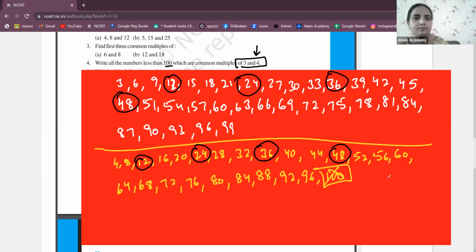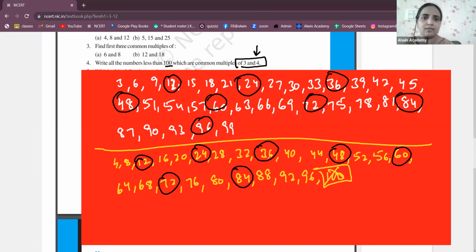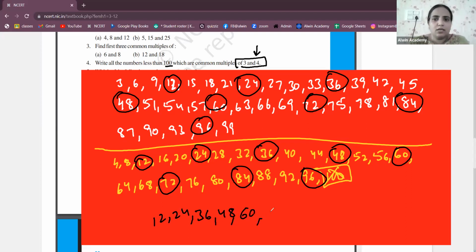Next one 60. Right, beta ji or not? है ना? Then 72. Then 84. Then 96. Right, beta ji or not? So these black circled ones are the common ones. 12, 24, 36, 48, 60, 72, 84, and 96 is the answer. These are the common multiples of 3 and 4, which are less than 100.